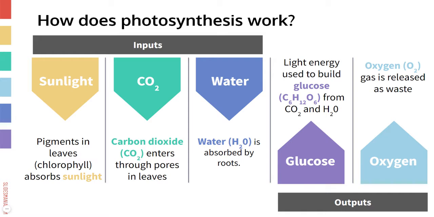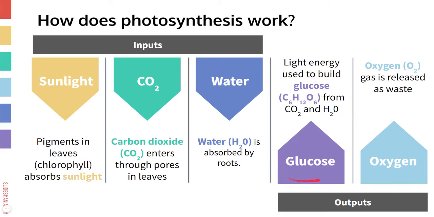And as we're making this glucose, we also produce oxygen as a waste product. So making oxygen isn't the point of photosynthesis, but it's just created in the process of forming this glucose. Photosynthetic organisms release oxygen gas as a waste product as this process occurs.